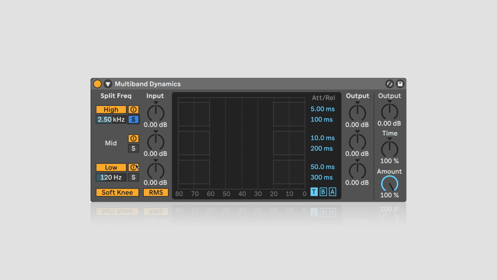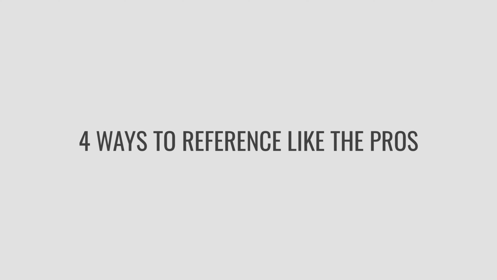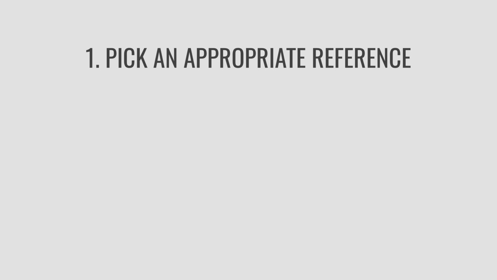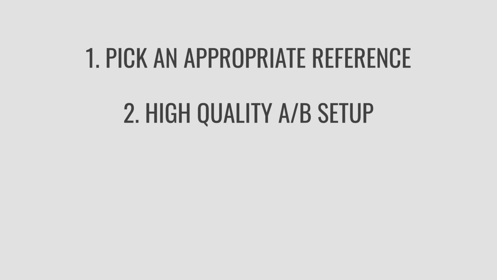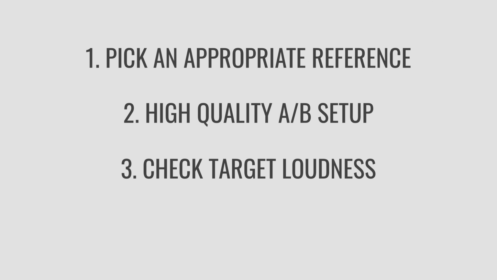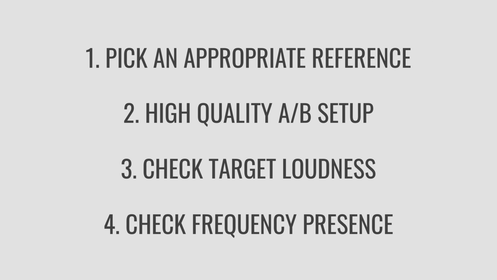So to summarize the 4 ways to reference like the pros, number 1, we have to pick an appropriate reference. Number 2, high quality A/B setup. Number 3, check the target loudness. And finally, number 4, check the frequency presence of the reference.